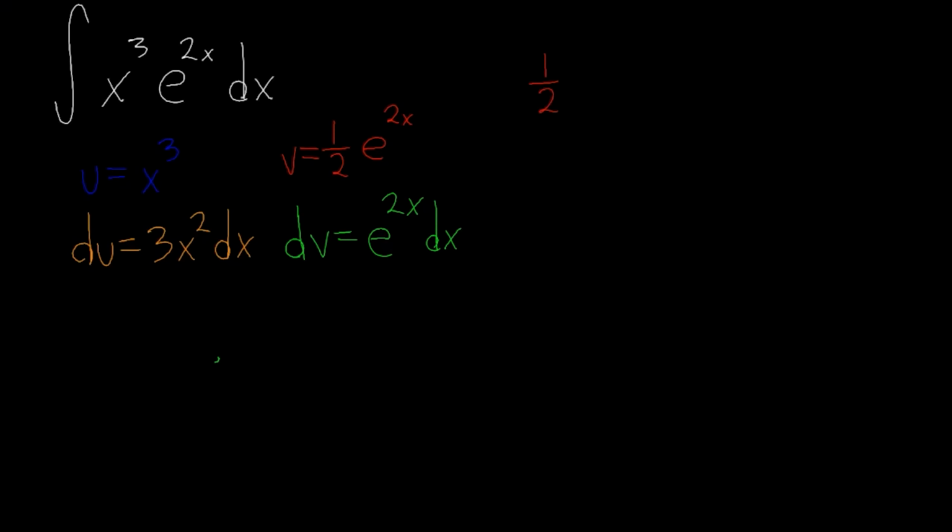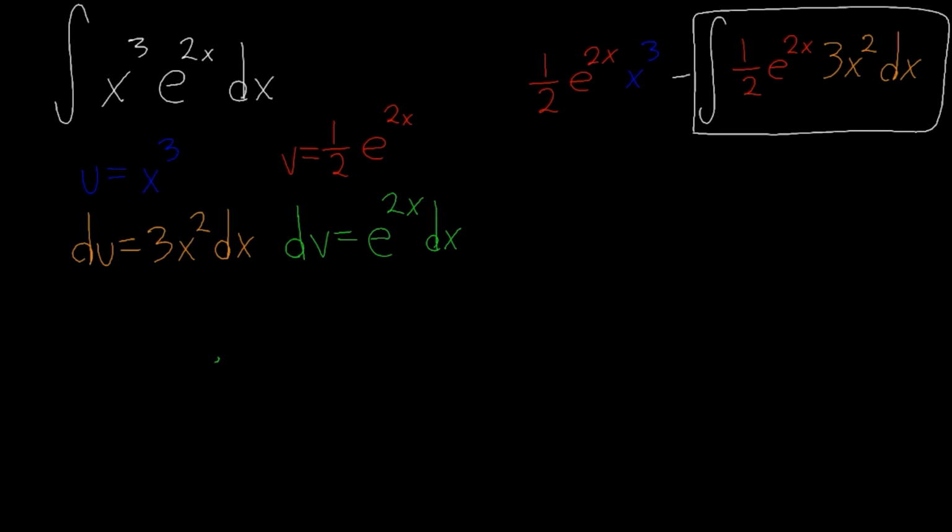We end up getting 1/2 e to the 2x times x cubed minus the integral of 1/2 e to the 2x times 3x squared dx. Our integral can be further simplified into 3/2 times the integral of e to the 2x times x squared dx.